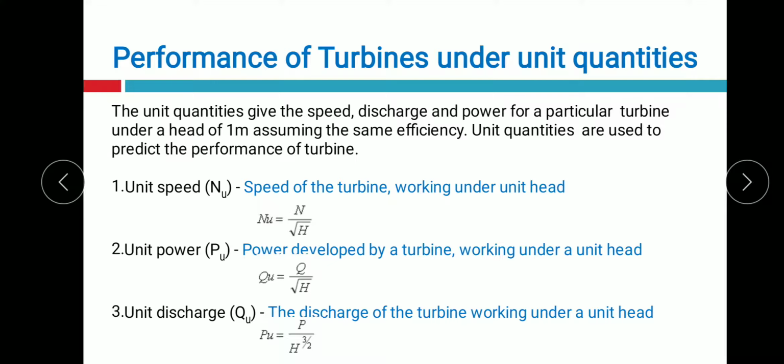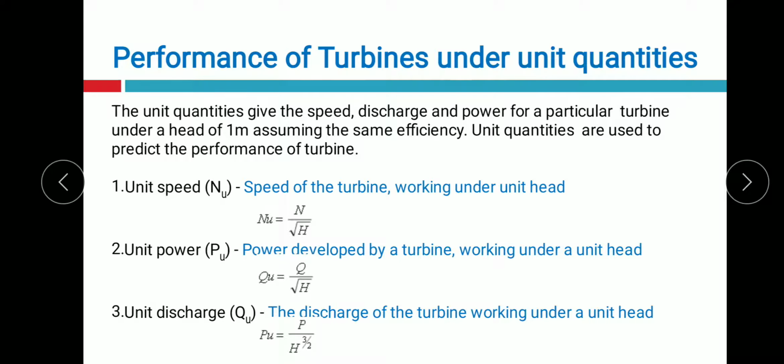Coming to the second one, unit power. It is the power developed by a turbine working under a unit head. So here the formulas for the second and third one are interchanged. Please make a change. The formula for the second one is there in the third one. Pu is equal to P by H to the power of 3 by 2. Coming to the unit discharge, the discharge of the turbine working under a unit head, it is denoted with capital Q suffix U and the formula is Q by square root of H.